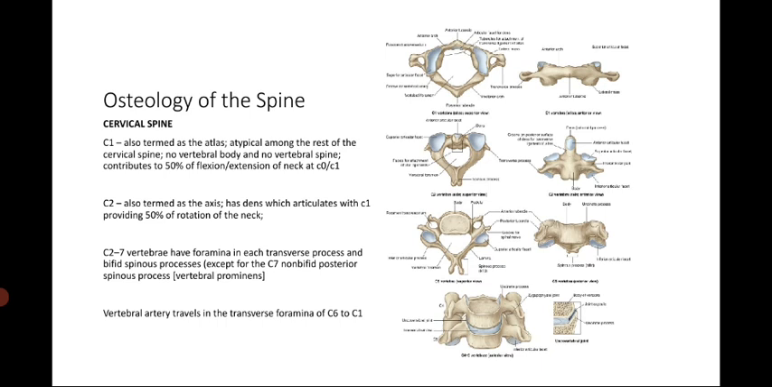The vertebral artery travels in the transverse foramina from C6 to C1. We also have the uncinate process in the vertebral bodies. That's important as a landmark because when we're doing the anterior approach to the cervical spine, we never go more lateral to the uncinate process because we might injure the vertebral artery.